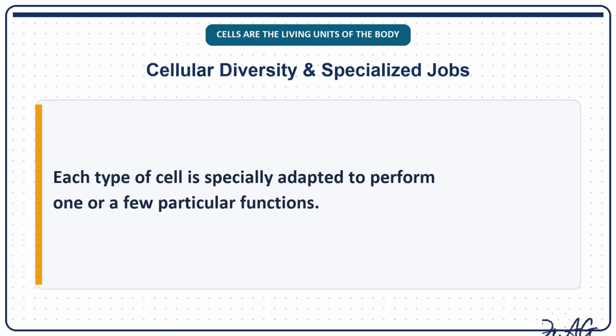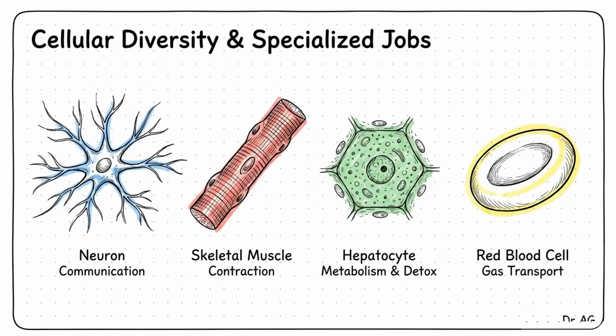Each type of cell is specially adapted to perform one or a few particular functions. Different cells do different jobs. Neurons carry signals. Muscle cells contract. Hepatocytes handle metabolism. And red blood cells carry oxygen. The shape of each cell fits its function.